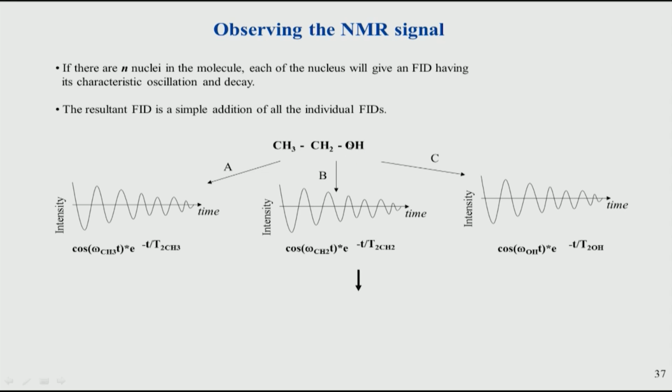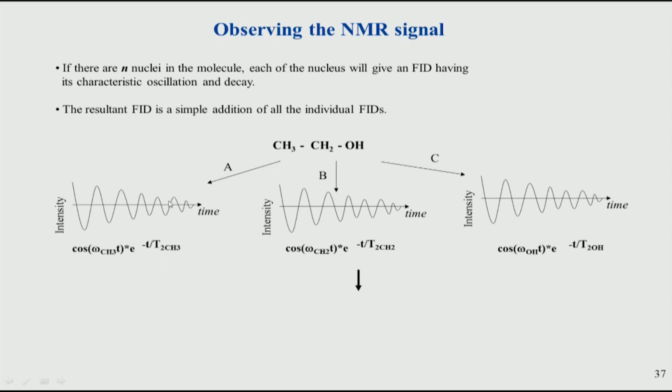But the point to take home is that there are 3 different hydrogens here, and each of these hydrogens has a particular oscillation. This will have a frequency, this will have a different frequency of oscillation, this will have a different frequency, and when you subtract the reference, they will have the particular frequencies shown schematically here. Now, this frequency shown here is nothing but a multiplication of the cosine function, that is the oscillation of the CH3 group, with the exponential decay of the CH3.